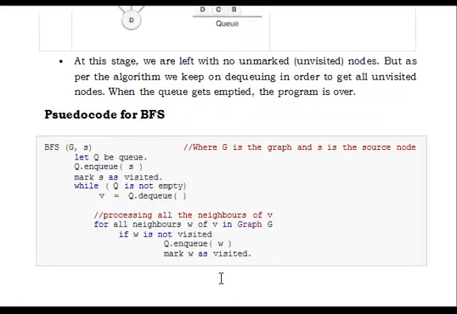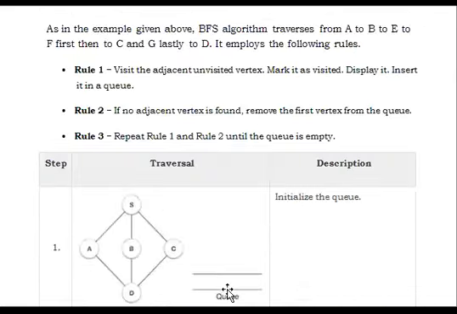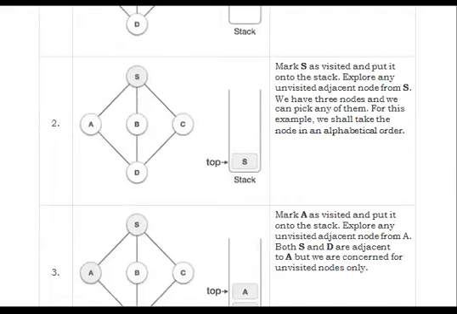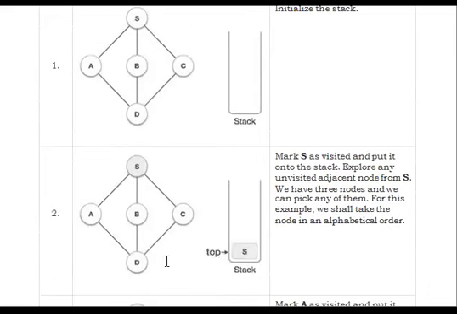Here, in depth first search, when we start from the source node, the tree traversal goes deeply from the source node to the end node. Here, starting from source node S, it visits A, A visits D, and D visits C.